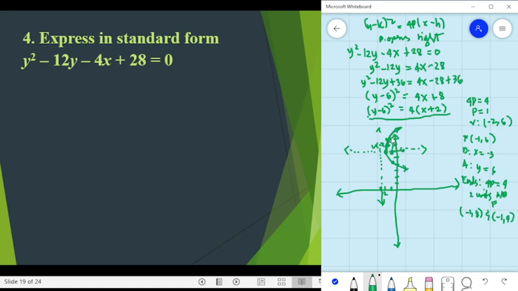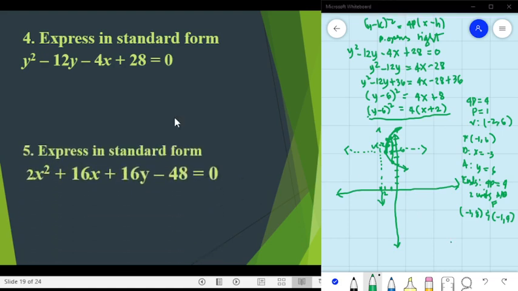This is your latus rectum. Okay? So, that is all. Okay, that's for number 4. Okay, number 5. We are going to express the given in standard form.